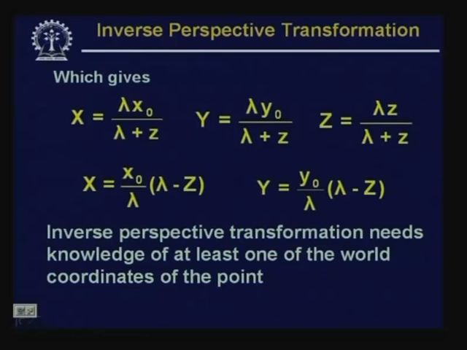If you recall, the equation of the straight line that passes through x naught, y naught, 0 and 0, 0, lambda was exactly this, that is capital X equal to x naught by lambda into lambda minus capital Z, and capital Y equal to y naught by lambda into lambda minus capital Z. So, by using this inverse perspective transformation, we have not been able to identify the 3D world point, which is of course not possible, but we have been able to identify the equation of the straight line, so that the points on this straight line map to the image point x naught, y naught in the image plane.